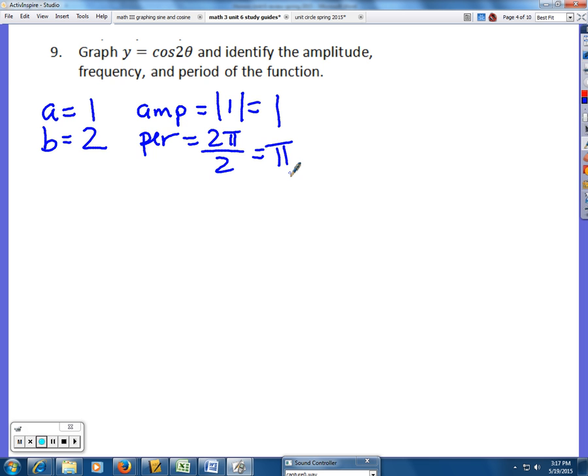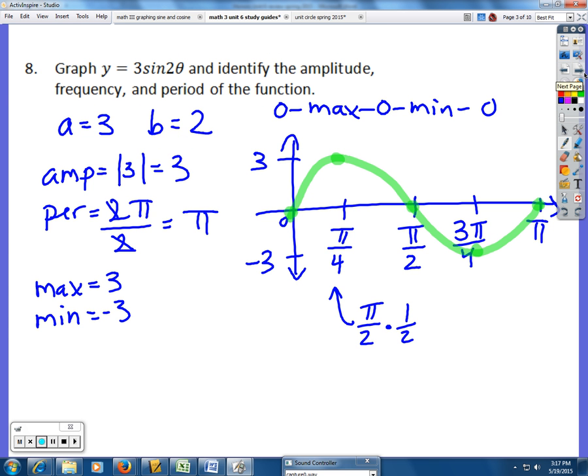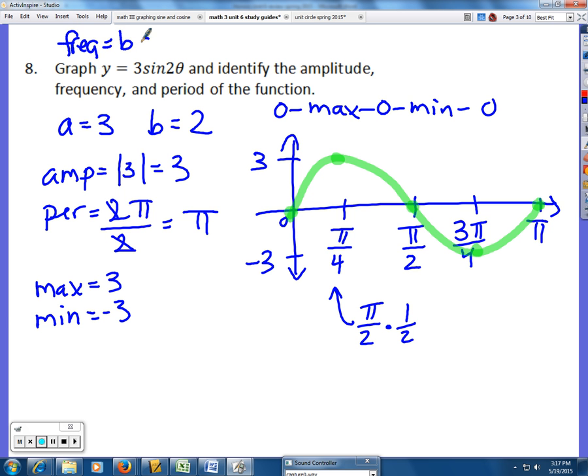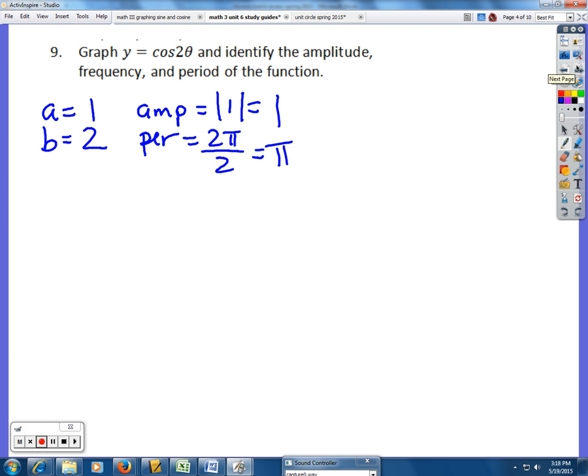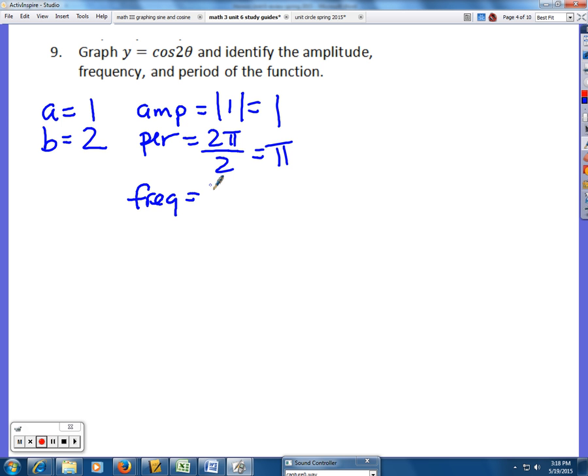Going back to that previous one, remember I forgot to do the frequency. Frequency is just equal to B, and that is 2. So that means it repeats 2 times when you go from 0 to 2 pi, and that makes sense because you go through one complete cycle from 0 to pi, so it'll go through twice from 0 to 2 pi. I think I said pi before, I meant 2 pi. So in this one, frequency is going to be 2 also, and it makes sense because they have the same period.